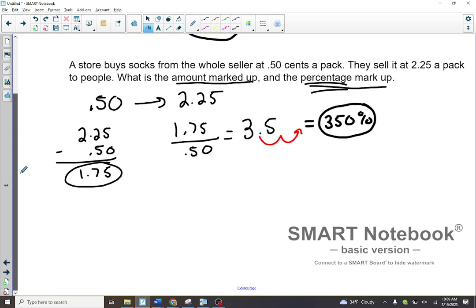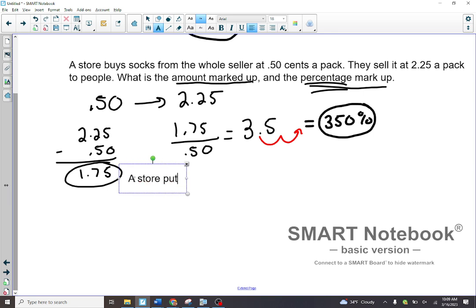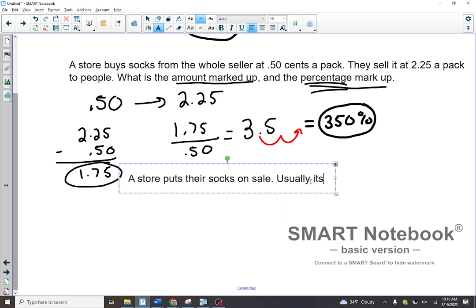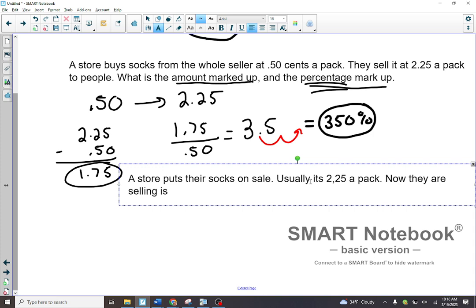Sure. Let's do markdown. So a store puts their socks on sale. Usually, it's $2.25 a pack. Now they are selling it at $1.50.